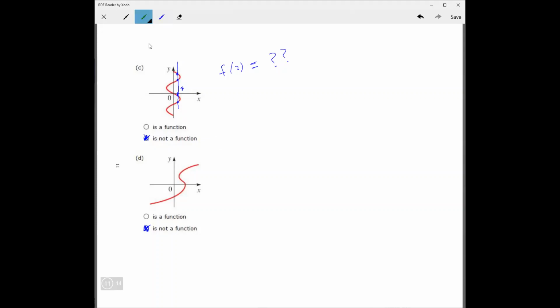The same thing here, it intersects in more than one place. Let's say that were 1. What would f of 1 be? There are 3 different candidates. But it has to be clear. There has to be one clear value that it is. So that's why those are not functions.